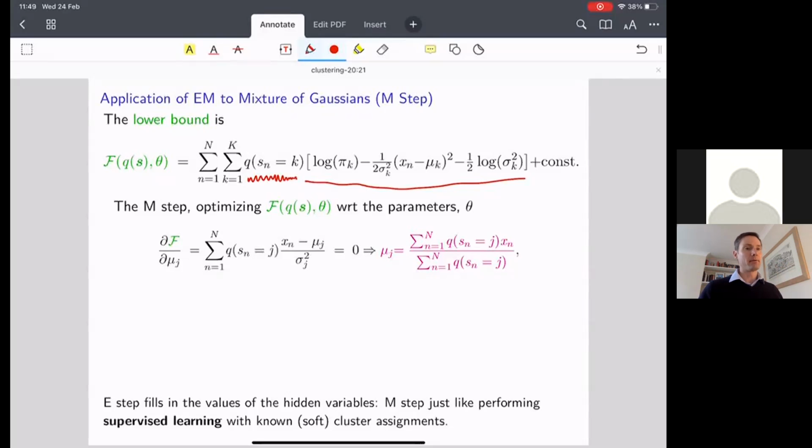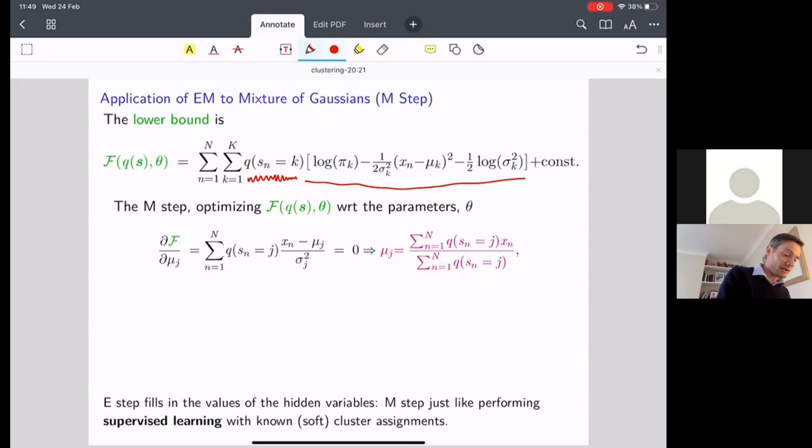And then the M step is a bit like just carrying out normal supervised learning, where in the supervised learning problem that we're talking about, it's like knowing the value of the underlying hidden variables. And if we knew the value of the hidden variables, then everything becomes easy. Okay, so that was the update for the cluster centers.